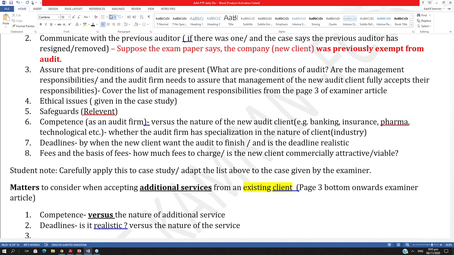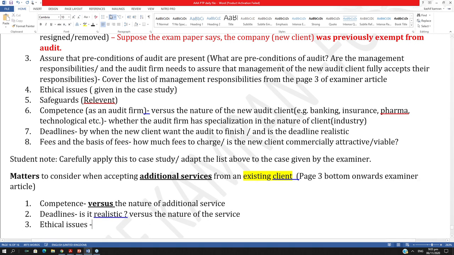Okay, now you're offering additional services, right? To whom? Quick answers. A new client or an existing client? To an existing client. So you need to consider the ethical issues given in the case. Obviously, when you're offering additional services to your existing client, it will give rise to many ethical problems, and you have to read the ethical issues given by the examiner in the case study. Might be a self-review threat, might be a self-interest threat. So you need to be very careful because you're offering more services to your existing client.